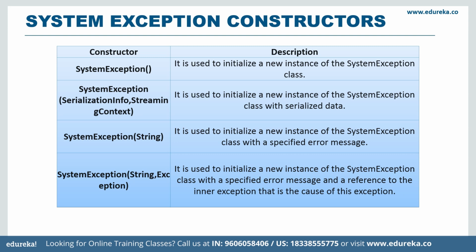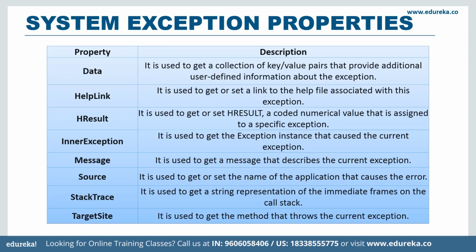Now moving ahead, we shall understand SystemException properties. The first property is Data. It is used to get a collection of key value pairs that provide additional user-defined information about the exception. Then we have HelpLink, which is used to get or set a link to the help file associated with this exception. Then we have HResult, which is used to get or set HResult, a coded numerical value that is assigned to a specific exception. Then we have InnerException. It is used to get the exception instance that caused the current exception.